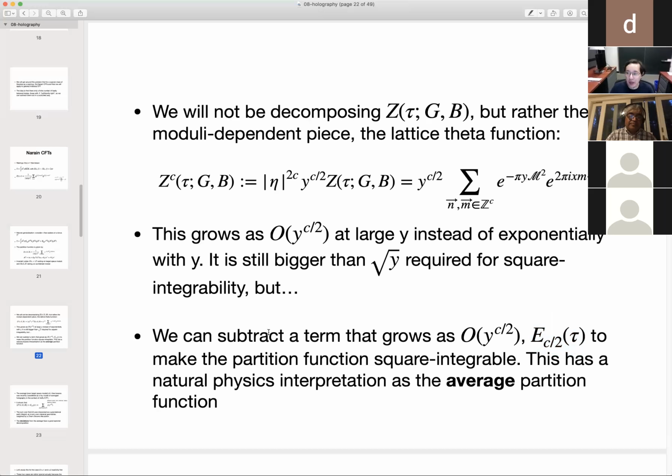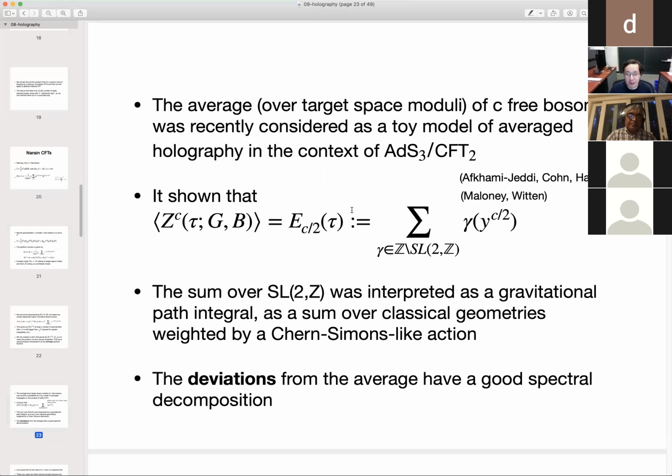But the point I want to emphasize is that what we're going to be decomposing is the lattice theta function deviations from the average, and that was always going to be square integrable. So let me just say this again. The average over the target space of C free bosons was recently considered in some toy model of averaged AdS3/CFT2. So this was motivated by these beautiful works on relating JT gravity to averaging, including averages of SYK theories and random matrix theories, and trying to move it to one higher dimension.